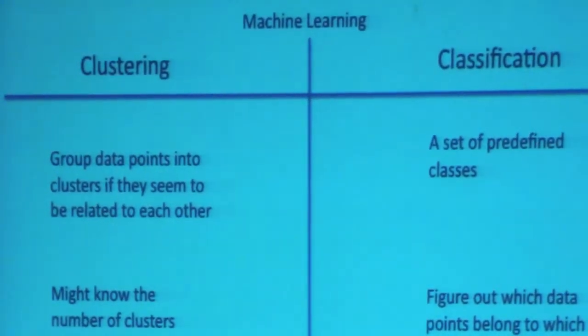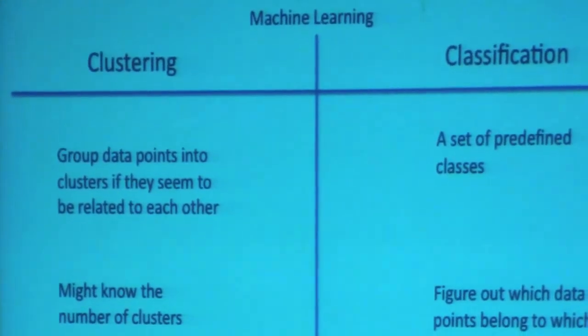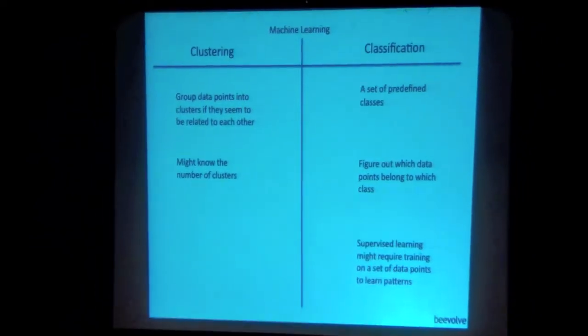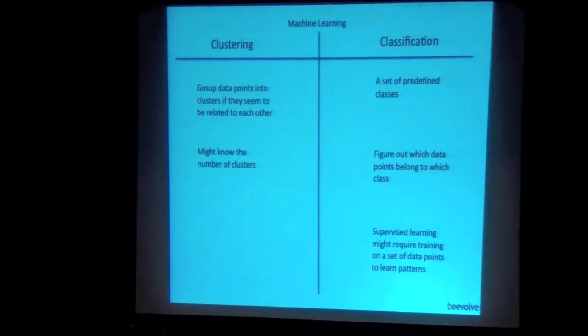So now let's jump back to machine learning. In machine learning, there are two important concepts: clustering and classification. Clustering is more about discovery. Given a set of data points, you want to group them and figure out which data points are related to each other. The deal with clustering is you might not know what those clusters are. In some cases you might know the number of clusters, but not what those clusters are. Whereas in classification, you have a set of predefined classes, and given a set of data points, you want to figure out which data points belong to which class, right?